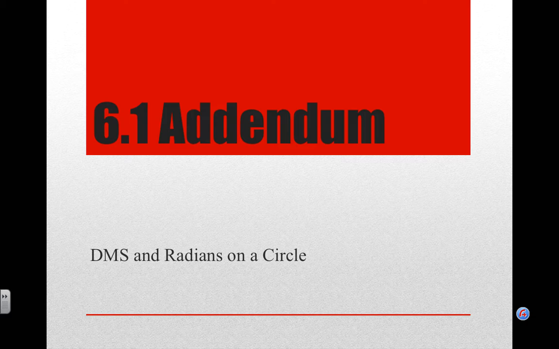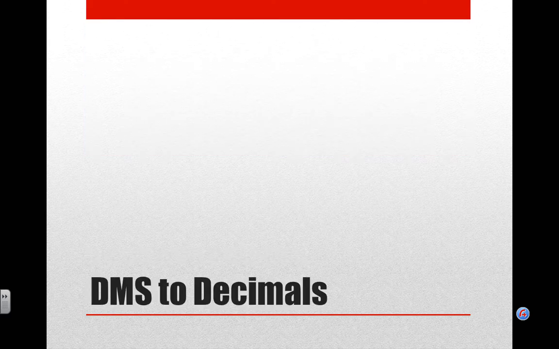This is an addendum to 6.1. I found out that I omitted a couple things that needed to be on there that I just kind of blanked my mind on. The first thing's the big one, the DMS. Let's just go ahead and get right into this. We're going to do two different things. We're going to go from DMS to decimals, and then also from decimals to DMS. I'm going to explain a little bit what that means.